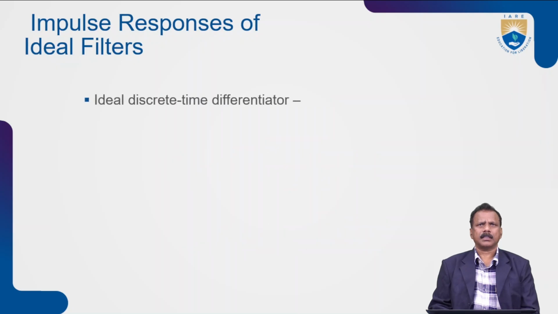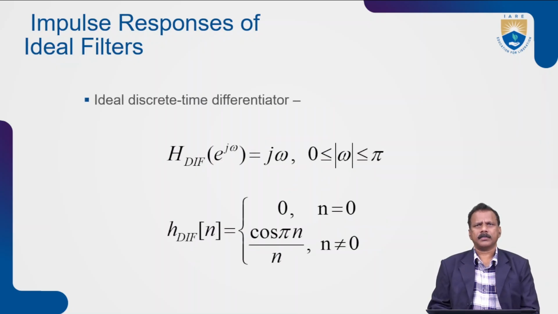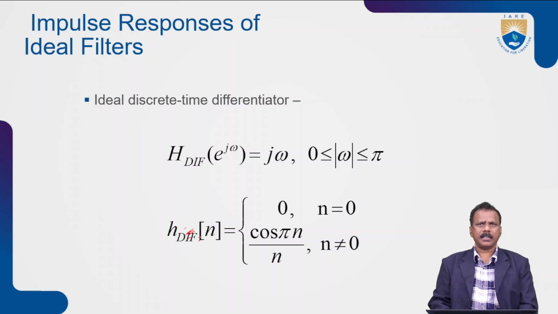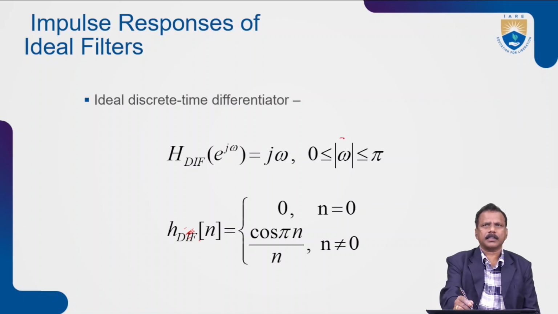With this, the ideal discrete time differentiator. H_DIF(e^jomega) is equal to j omega, for 0 less than or equal to mod omega less than or equal to pi. So going on, we use all these values and consider this value.